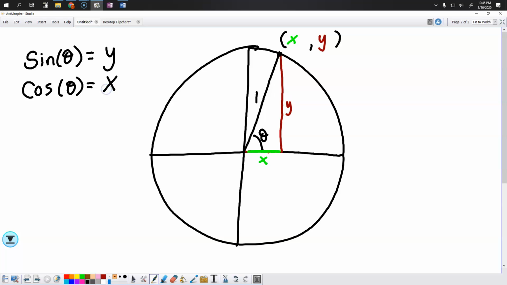So x over 1 is just x. Now, we just had an interesting breakthrough, and we're going to play on this a little bit more in another day. But for now, we just realized something. Cosine gives you x, sine gives you y. This isn't going to be too useful for what we're doing today, but it will come in handy another day.